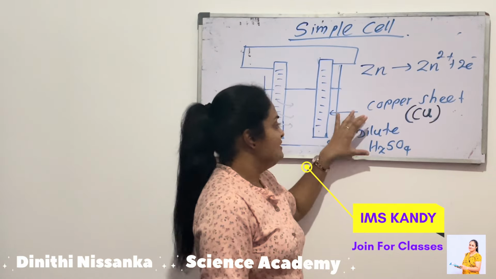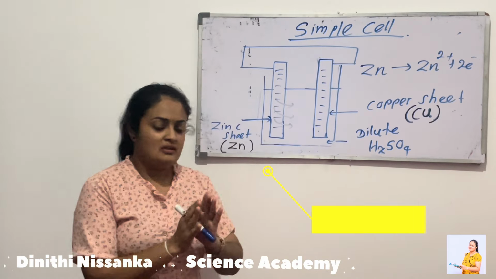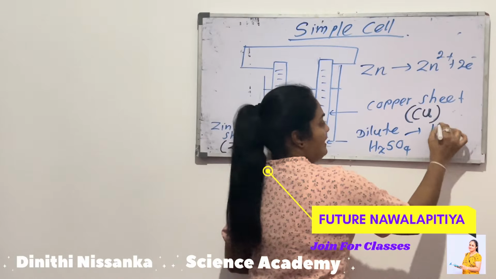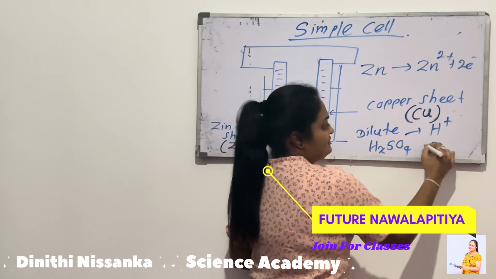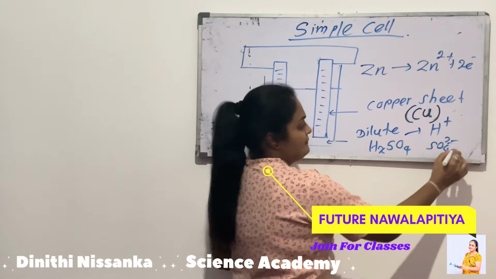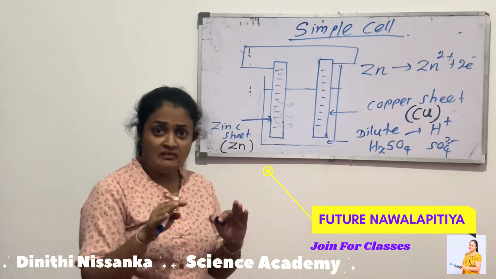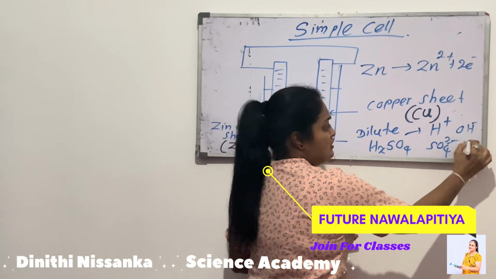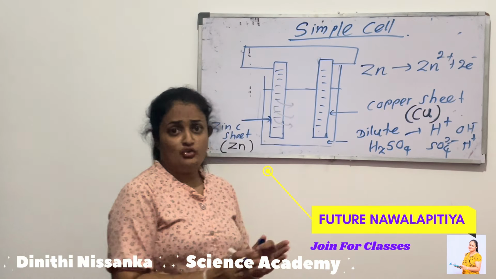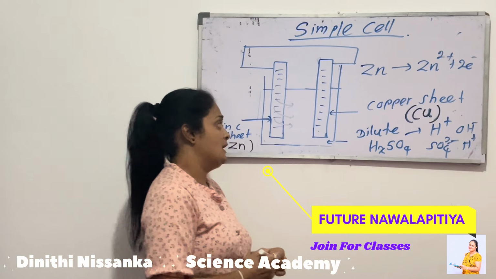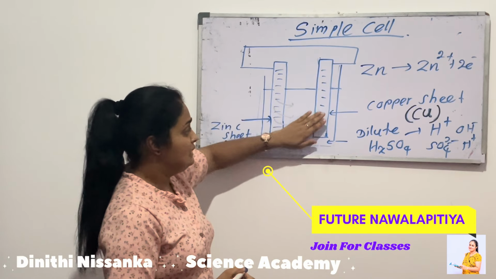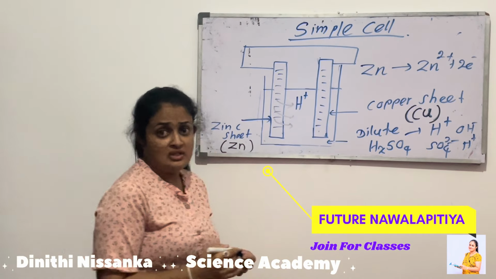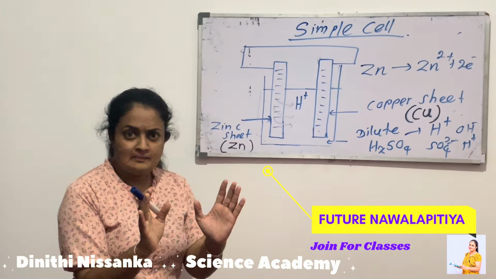Then if you consider the sulfuric acid, it is completely dissociated in the aqueous solution into H+ ions and sulfate ions. Normally, the aqueous solution also contains OH- ions and H+ ions, right? By dissociation of the water molecules, right? Then here we can observe negative charges are there. Then positive charges are there in the solution. They are the H+ ions, right?